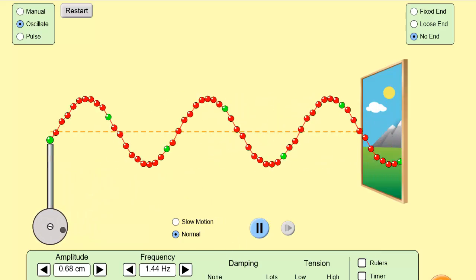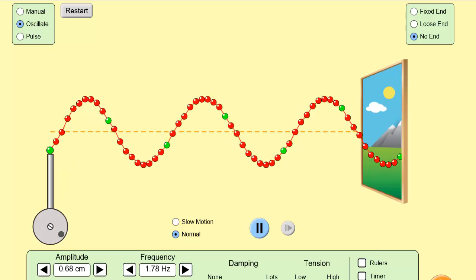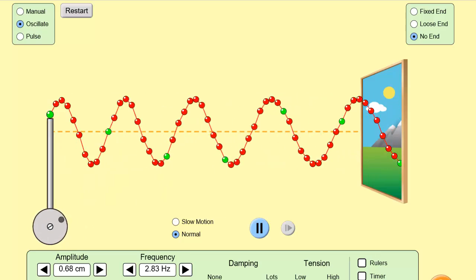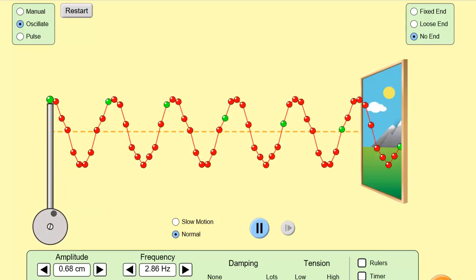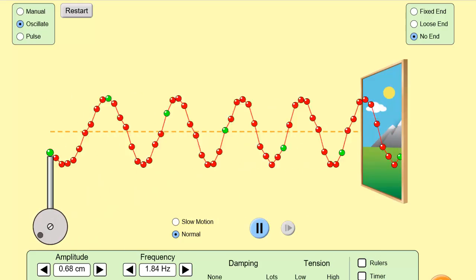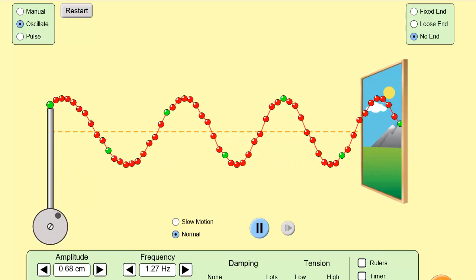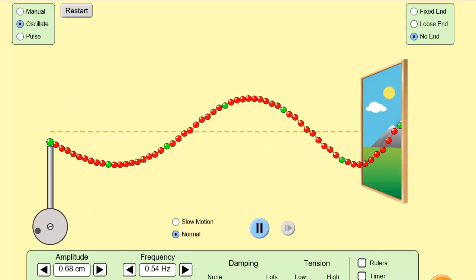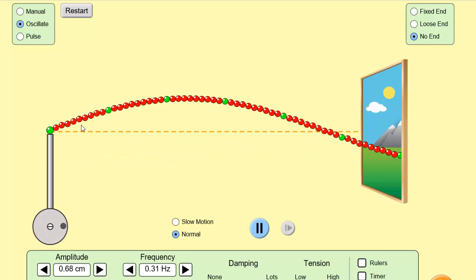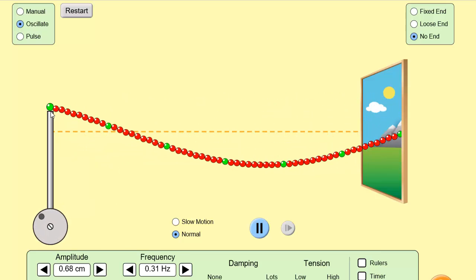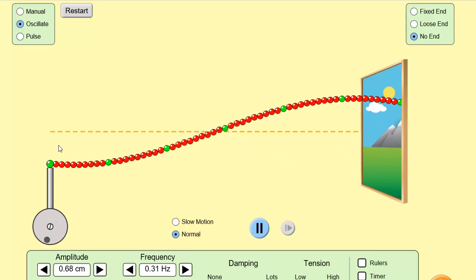And then if I increase the frequency, watch what happens. Faster and faster frequency. You can see that this goes up and down faster and faster, so the waves are going up and down quicker and quicker. Now I'll go back down to 1.8 hertz. Now I'll go to a slower and slower frequency. And this is 0.31 hertz. That means that this arm goes up and down 0.3 times per second.